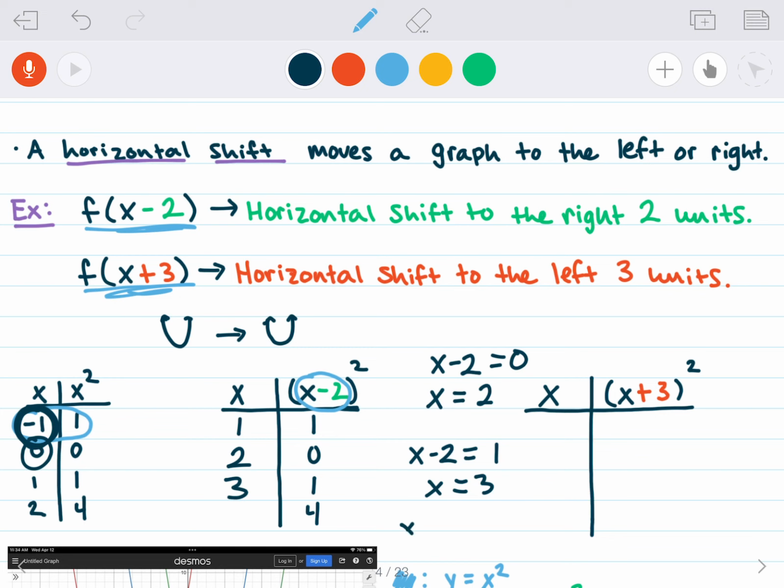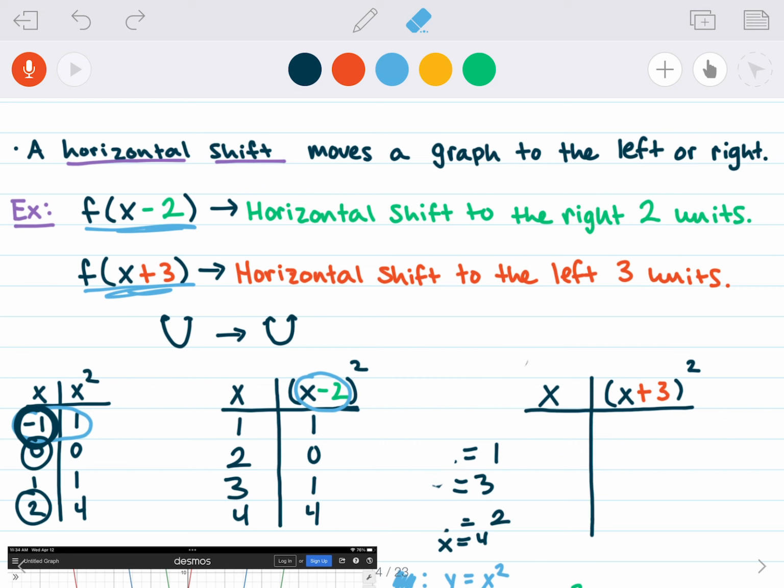And finally, x minus 2, and you can see the pattern here. The next one has to be 4, right? Because we're increasing by 1. X minus 2 has to equal the input 2. Adding 2 to both sides, we get x equals 4. So I shifted the x value 2 units to the right to give me the new x value of 4. All right, so these are my new x values. And again, the y values aren't changing.